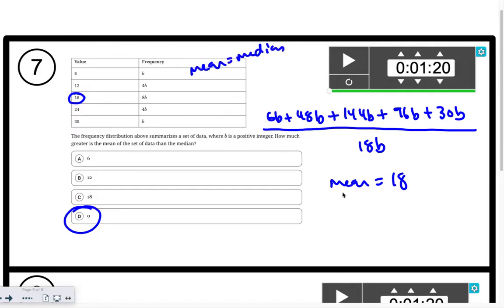All right. So I wasted a lot of time over here. So just look for stuff like that. A lot of these you don't have to calculate, but I made that mistake. So now I know that the mean and the median are the same. So then the difference will just be zero.